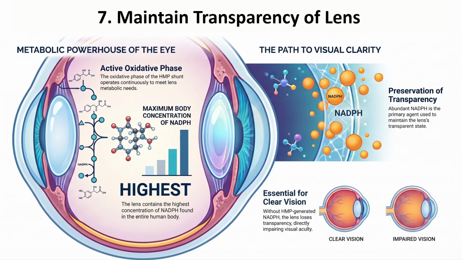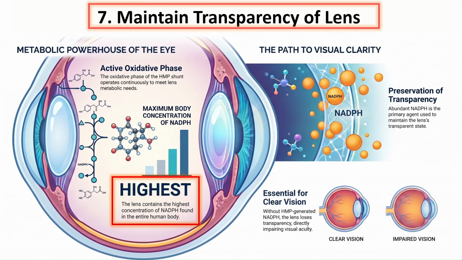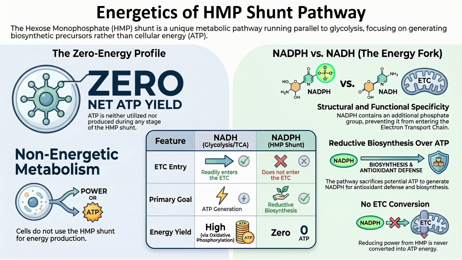The maximum concentration of the NADPH in the entire human body is found within the lens of the eye. The primary function of this abundant NADPH is to preserve and maintain the transparency of the lens. So without adequate NADPH generated by the HMP shunt, the lens would lose its transparent quality. Hence, HMP shunt pathway is also significant in maintaining the transparency of the lens. So these are the 7 significances of the HMP shunt pathway.